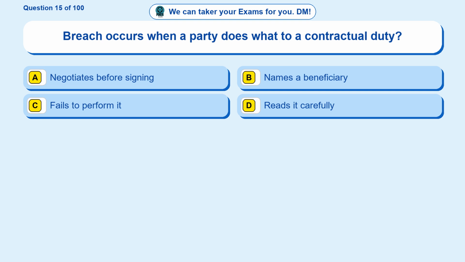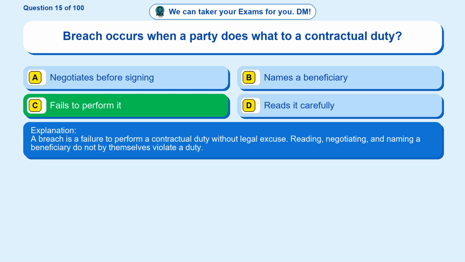Question 15. Breach occurs when a party does what to a contractual duty? Option A. Negotiates before signing. Option B. Names a beneficiary. Option C. Fails to perform it. Option D. Reads it carefully. The correct answer is option C. Fails to perform it. A breach is a failure to perform a contractual duty without legal excuse. Reading, negotiating, and naming a beneficiary do not by themselves violate a duty.